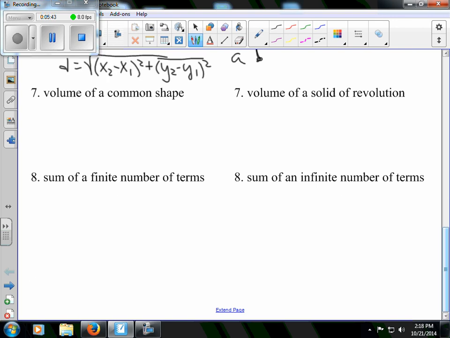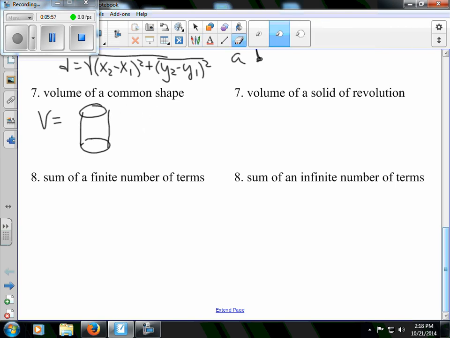All right, volume of a common shape. Again, back to geometry. If I have a cylinder, I can find the volume of it. The volume of the cylinder would be not 1/3, just pi r squared h. It's the area of the base times the height of the cylinder.